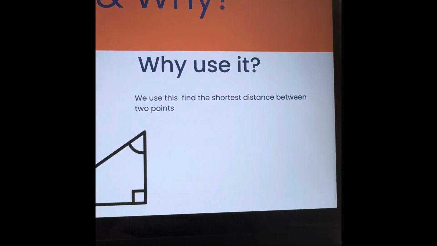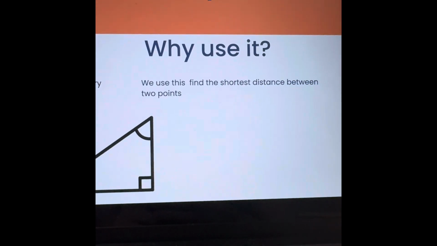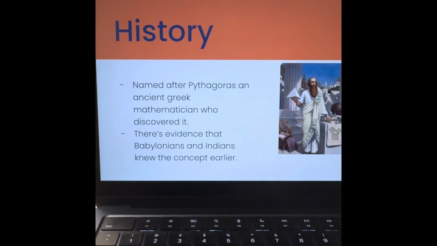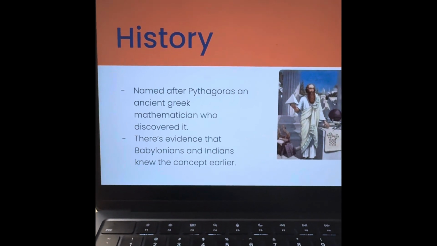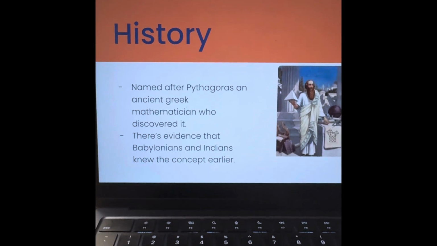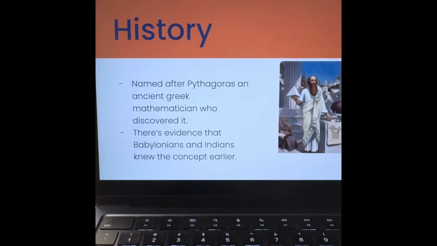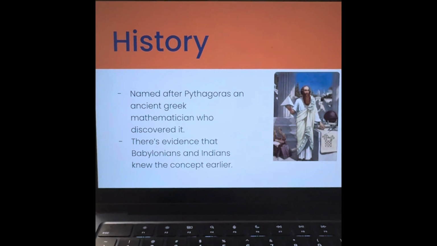Why do we use the Pythagorean theorem? We use it to find the shortest distance between 2 points. The history of the Pythagorean theorem: it was named after Pythagoras, an ancient Greek mathematician who discovered it. We also have historical evidence that the Babylonians and Indians knew this concept early on.